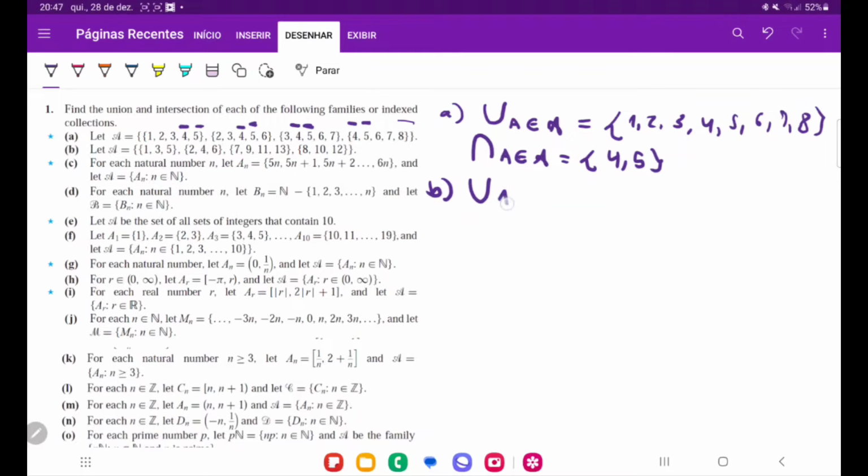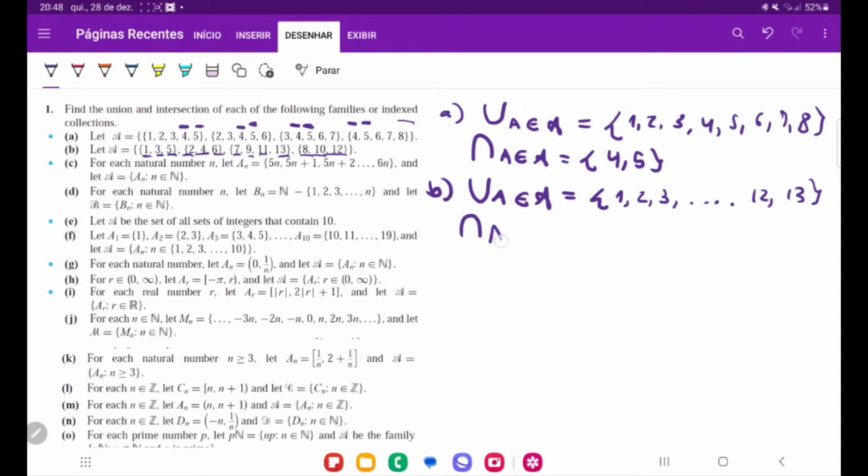So the union, let me write this. So the union of the sets belonging to the family, so we're basically going to join all the elements. So let's see, we have 1, 2, 3, 4, 5, 6, and then 7, 8, 9, 10, 11, 12, 13. So we basically have 1, 2, 3, so on until 12 and 13.